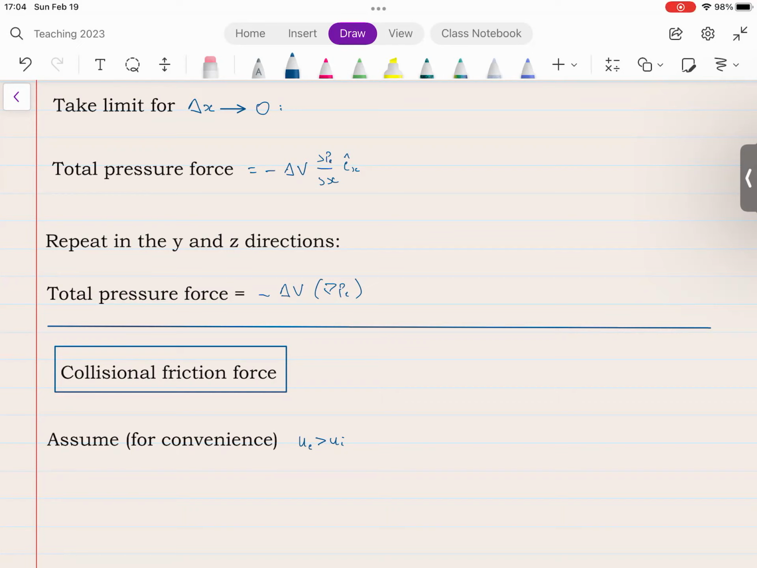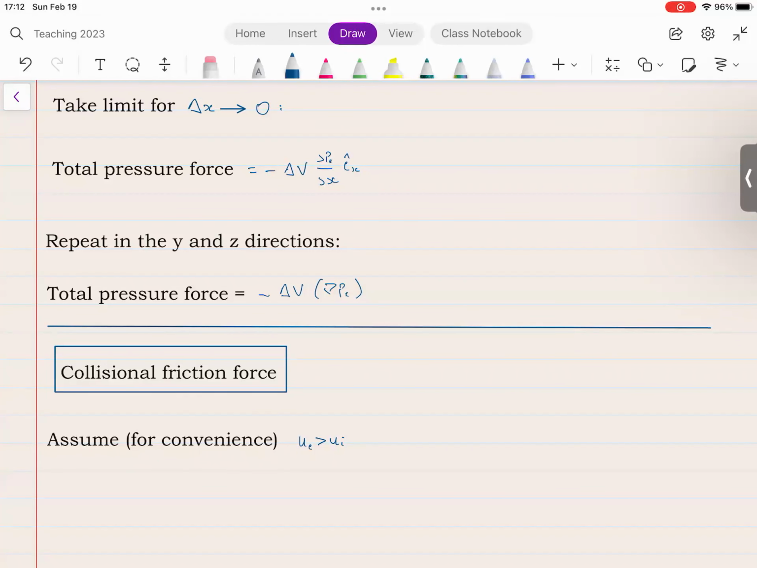Well, that's a force that's going to come from collisions. And let's see how we can express it. We already talked about collisions. So let's remind ourselves what those collisions did, and let's see what we can write about this force.